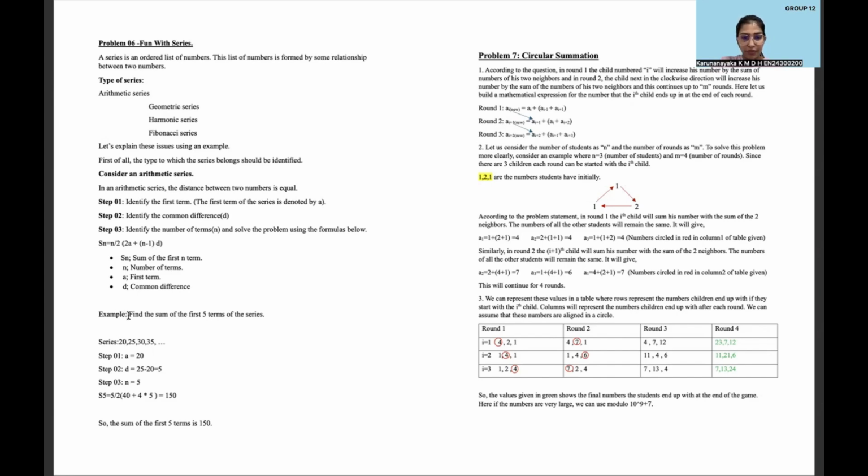Use this formula, where Sn is the sum of the first n terms. For example, in the series 20, 25, 30, 35, with A 20, D 5, and n 5, the sum of the first 5 terms is calculated as 150.